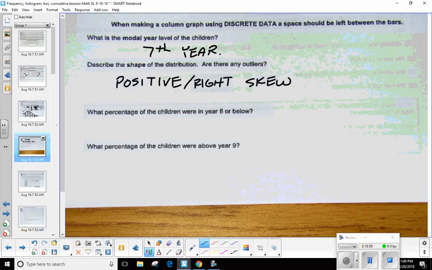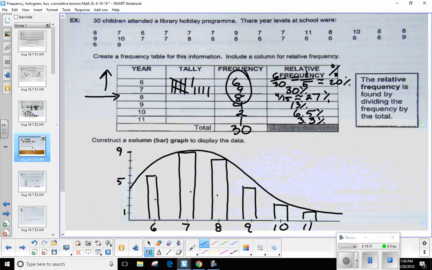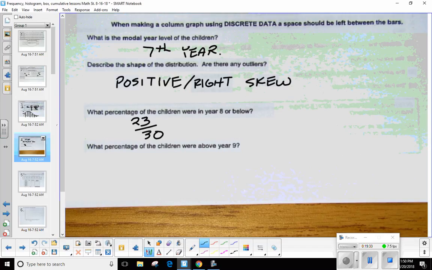What percentage of the children were in year 8 or below? You could look at the bar graph, or just the table. So year 8 or below. 77%, because how many children are we talking about? 8 plus 9 plus 6, so 23. Is everybody okay where we got to 23 kids? Because we're looking at year 8 or less. Whether it's from the table or the bar graph, we have 23 out of the total 30. I got 76.7, but I'll just say 77%.